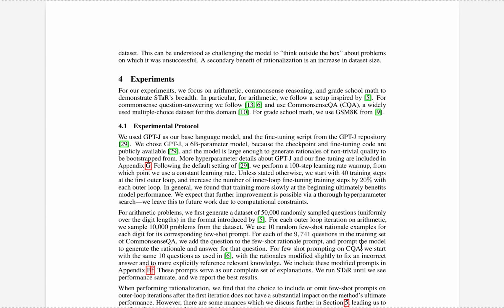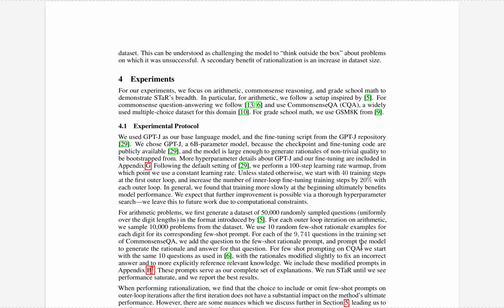4. Experiments. For our experiments, we focus on arithmetic, commonsense reasoning, and grade school math to demonstrate STaR's breadth. In particular, for arithmetic, we follow a setup inspired by 5. For commonsense question answering, we follow 13 and 6, and use CommonsenseQA, CQA, a widely used multiple choice dataset for this domain. For grade school math, we use GSM8K.